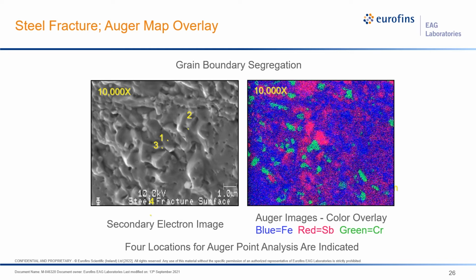Now here we show a high magnification SEM image and a corresponding Auger map overlay. So in this case, we've chosen blue for iron, red for antimony, and green for chromium. Just a reminder, Auger maps are just figures that display relative elemental peak intensities at points that correspond to the SEM image shown here at the left. So here we see that this grain phase is mostly bluish, so it's mostly iron as expected, but there are regions where chromium has concentrated. They're very much more green.